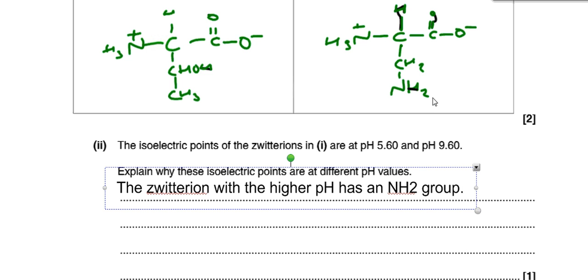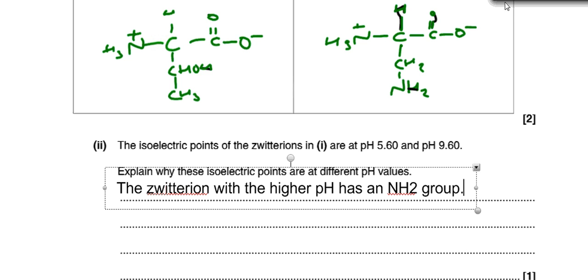I'm just saying it has an NH2 group because the other group, when it's a zwitterion, is an NH3 plus. So I'm just looking at that one group. I'm not counting this as being an NH2 because it's NH3 plus already. It's taken as read that at the isoelectric point that would be the case. So this has an NH2 group which causes that pH to be higher.